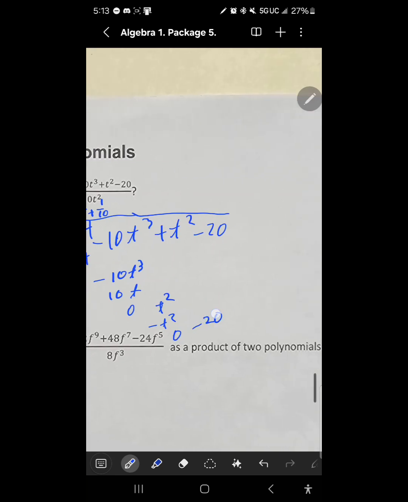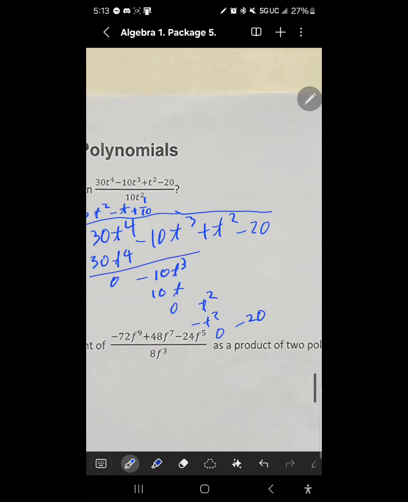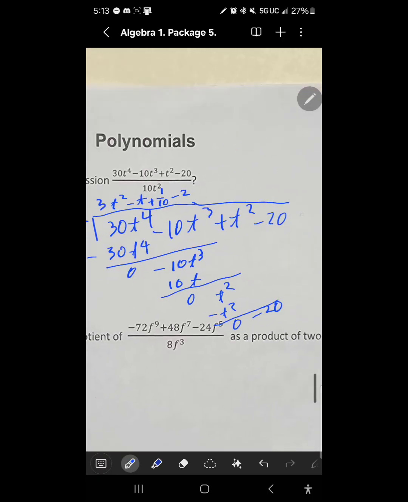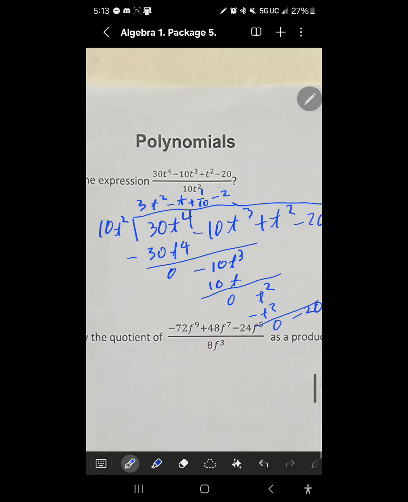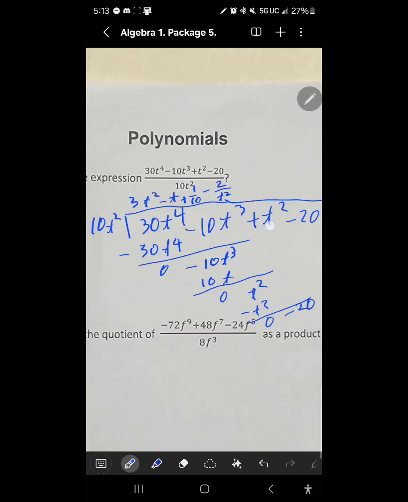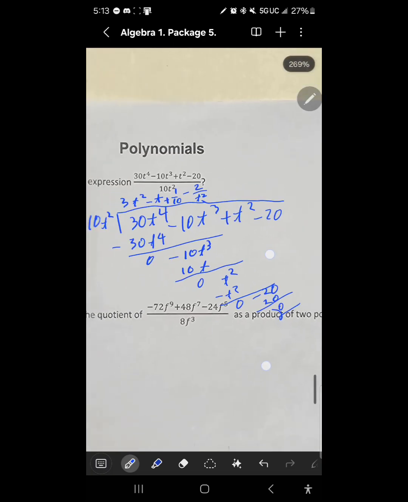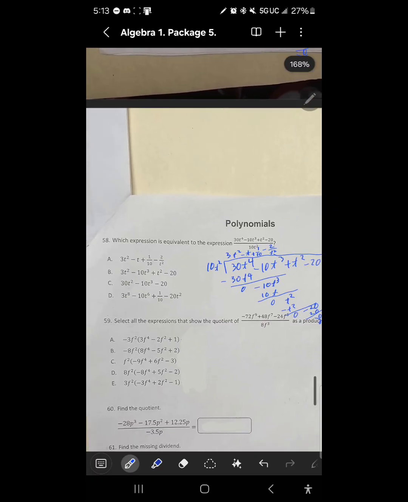And then minus 20. Minus 20 divided by 10 is minus 2. And then 1 divided by t squared is just 1 over t squared. So minus 2 over t squared. Here we have the minus 2 over t squared, and this is the only one who has it. So yeah, that's it.